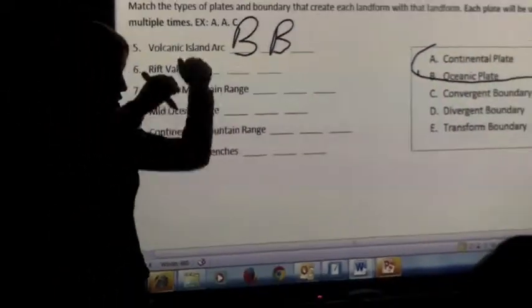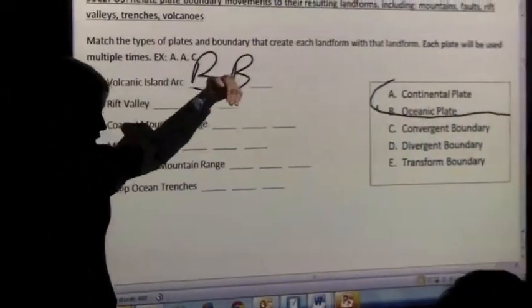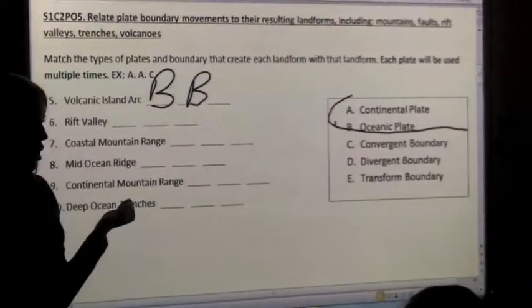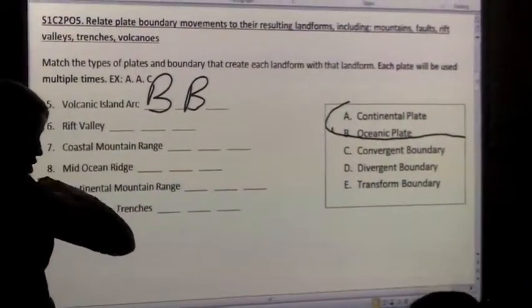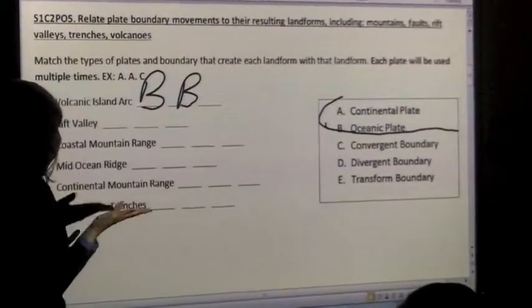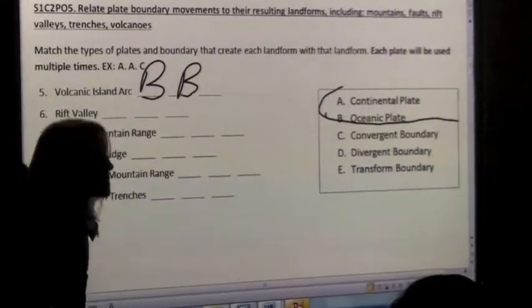Now what are they doing? Are they diverging? Are they going away? Are they coming together? Are they going past each other? What are they doing? Show me with the hand gesture so I know. I have a question. Okay. You can stop the hand gesture so I can hear his question.